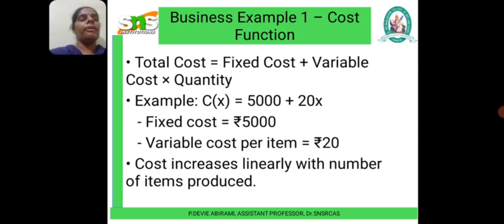Similarly, here my example is given for the variable cost as 20, but the quantity of that product is not given, so I have introduced it as the x value. My fixed cost is 5000, variable cost per item is 20. Cost increases linearly with the number of items produced, which is obvious.